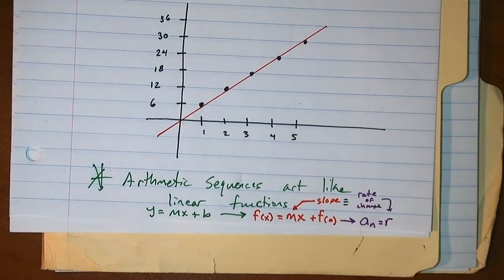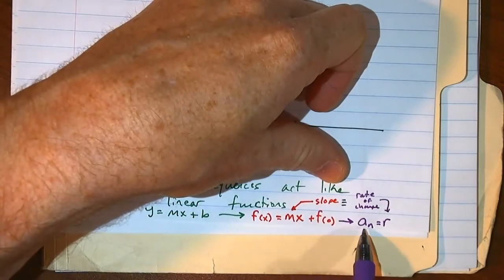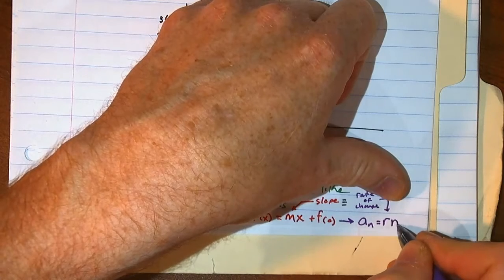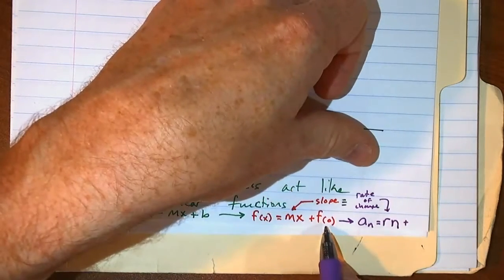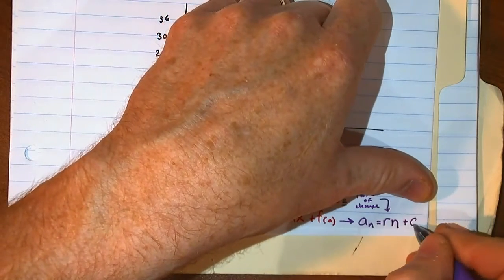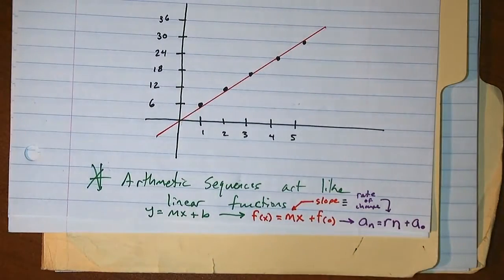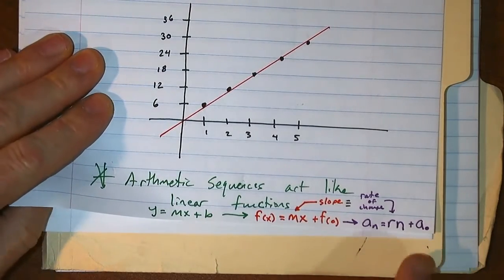Okay, so we use an r instead of an m, but they mean the same thing. Now we're not plugging in x's, now we're plugging in n's. So we're going to have the slope, I mean the rate of change, times n. And then we're going to add what we get when we plug in 0. But in sequence notation, that looks like a sub 0. And so this is the structure that we'll use to find the formula of an arithmetic sequence.